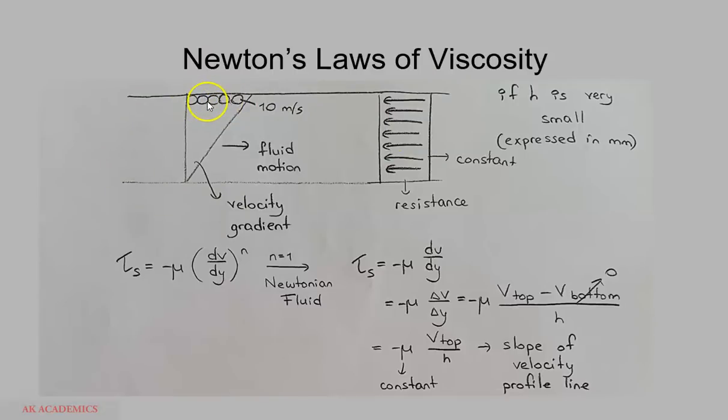What you see right at the top here represents the speed of the molecule. And then this is the velocity gradient. As you can see, this is our velocity gradient, especially when we are dealing with Newtonian fluid. When we are dealing with non-Newtonian fluid, the velocity gradient will be a curve. But now that we are dealing with Newtonian fluid, the velocity gradient is a straight line.